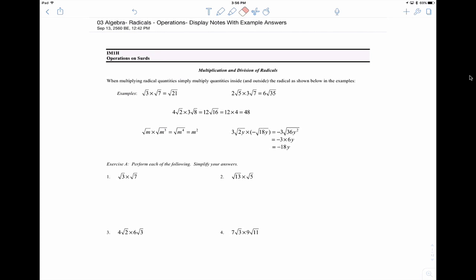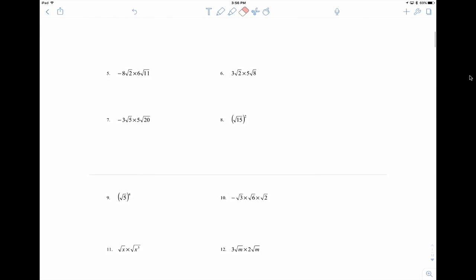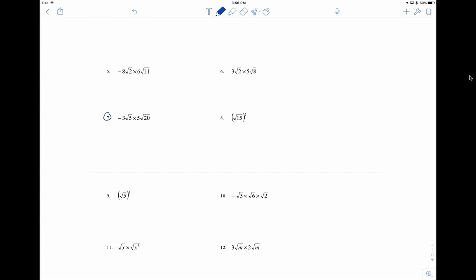So here are some worked through samples of the questions from today. Multiplication first of all. So minus 3 times the 5, the constants minus 15. The radicals, square root of 5, square root of 20, square root of 100. Square root of 100 is 10, so minus 15 times 10, we end up with minus 150.